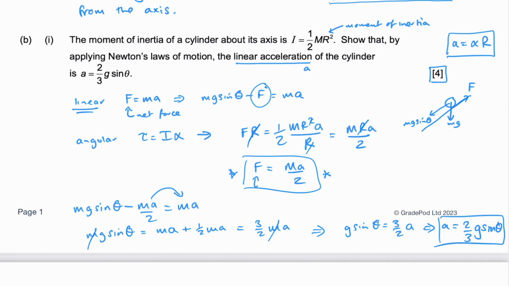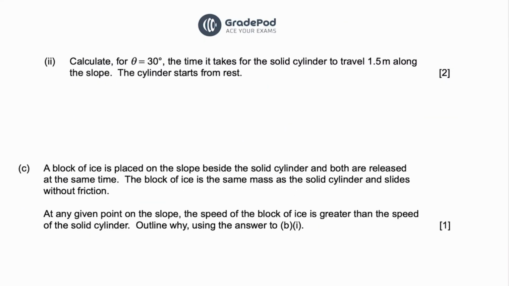That's not the first time you'll see that interlinking of linear and angular Newton's second laws. You'll see it with pulleys as well. So it tends to be objects rolling on a slope or pulleys. B2. Calculate for theta equals 30 degrees the time it takes for the solid cylinder to travel 1.5 metres along the slope.